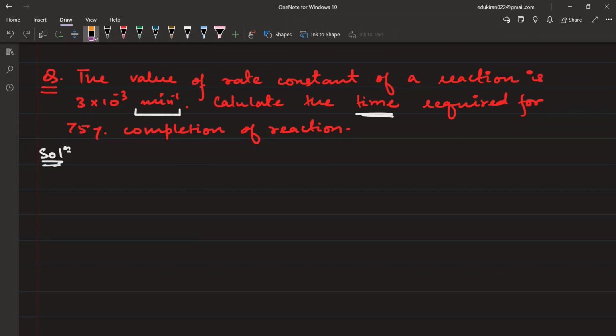उसके बाद आप निकाल लीजिएगा कि कितना टाइम लगेगा किसी एक की चीज को कंप्लीट होने के लिए. You'll have to use the integrated rate law equation. And also see 75% completion. Last time 90% completion. What did we do? How did we take the initial concentration and the final concentration? Think about those things, and then try this one.